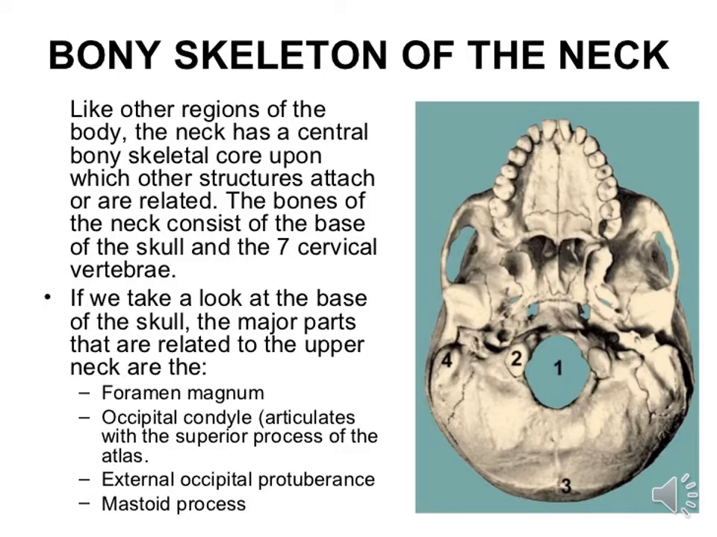If we take a look at the base of the skull, the major parts that are related to the upper neck are, as in this figure, number 1 is foramen magnum, number 2 occipital condyle articulating with the superior process of atlas, number 3 in the occipital bone, the external occipital protuberance, and the mastoid process is number 4. This is the base of the skull, one of the bony structures within the neck.